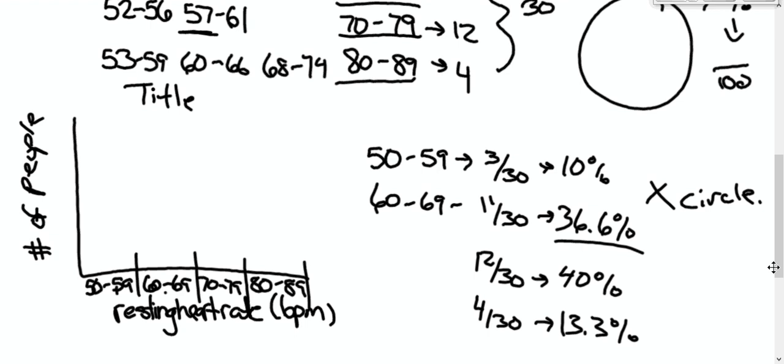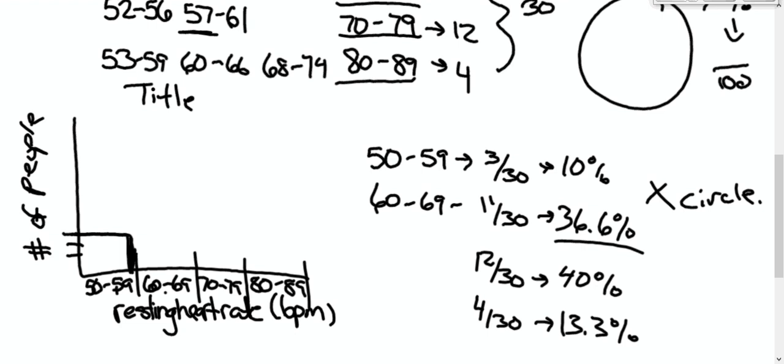Now the key thing is to kind of make them look even. I think I did a not bad job. So 50 to 59, we had 3 people. So 1, 2, 3. Not bad. And you can color it if you want. You don't necessarily have to.